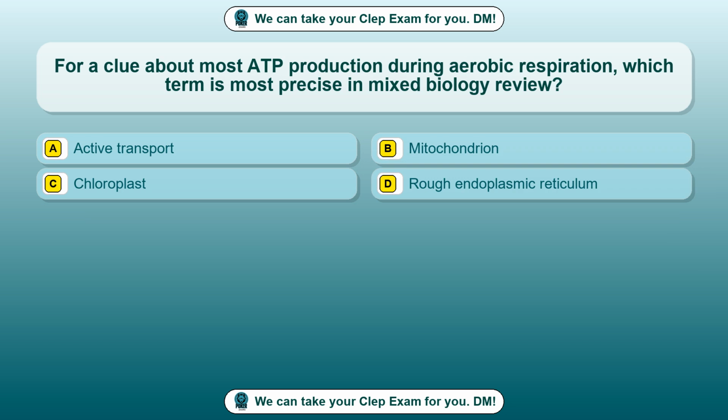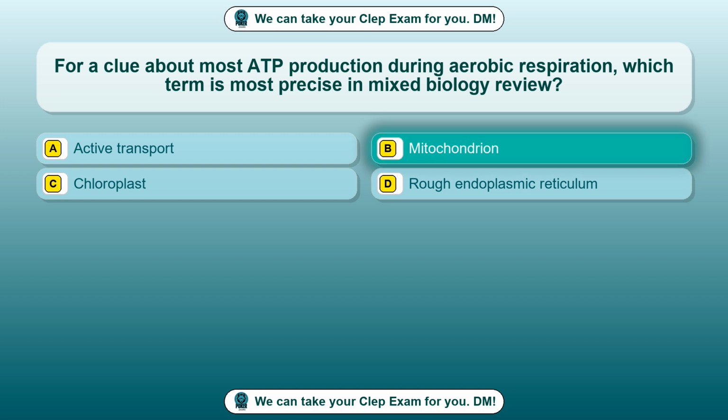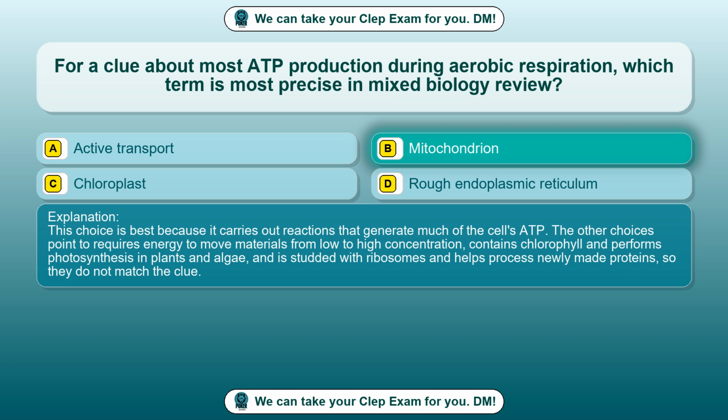Question 73. For a clue about most ADP production during aerobic respiration, which term is most precise in mixed biology review? Option A, active transport. Option B, mitochondrion. Option C, chloroplast. Option D, rough endoplasmic reticulum. The correct answer is option B, mitochondrion. This choice is best because it carries out reactions that generate much of the cell's ATP.